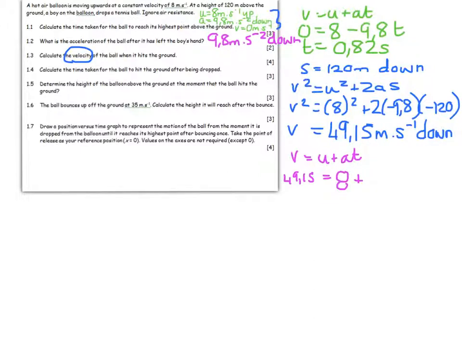So let's just think about that for a second. My initial velocity is going upwards. My final velocity is going downwards. My acceleration is downwards, and I can then get a time. And it turns out that I get a time of 5,83 seconds. Again, as long as I get my signs right, the right answer will come out.